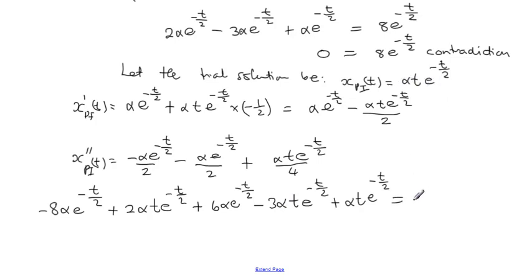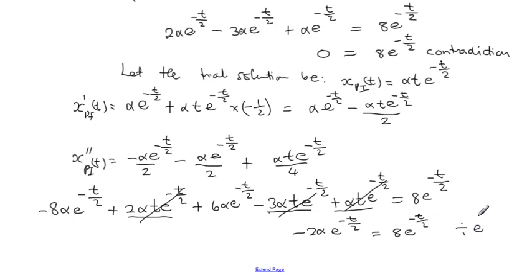This must be equal to the right hand side, which is 8 e to the power minus t over 2. Now let's simplify the left hand side. We've got like terms here, 2 alpha t minus 3 alpha t plus alpha t, and we see that these terms simplify to 0. On the other hand, here we've got minus 8 plus 6, which gives us minus 2 alpha e to the power minus t over 2 equals 8 e to the power minus t over 2. Dividing both sides by e to the power minus t over 2, we get minus 2 alpha equals 8, where we conclude that alpha is equal to minus 4.